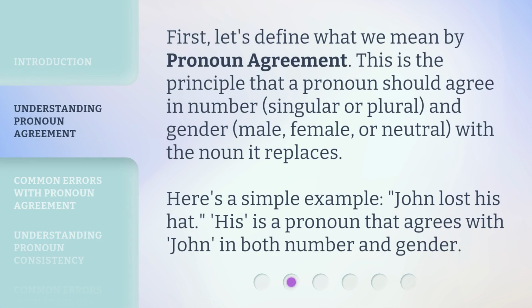First, let's define what we mean by pronoun agreement. This is the principle that a pronoun should agree in number, singular or plural, and gender, male, female, or neutral, with the noun it replaces. Here's a simple example. John lost his hat. His is a pronoun that agrees with John in both number and gender.